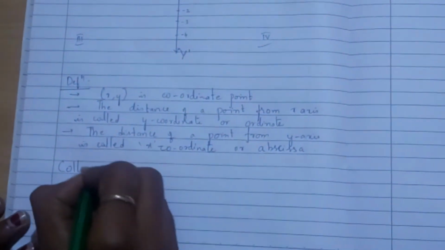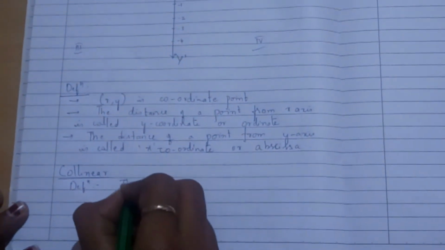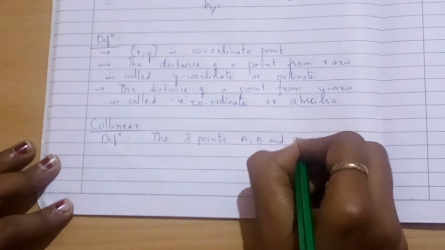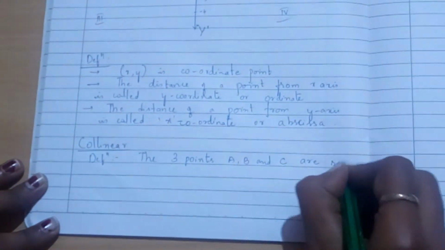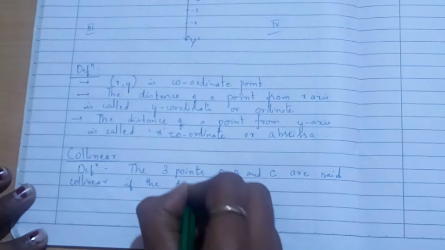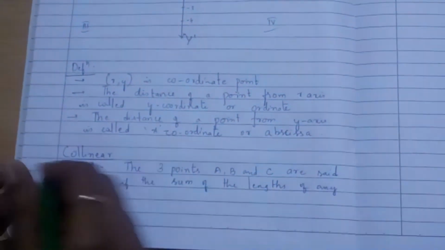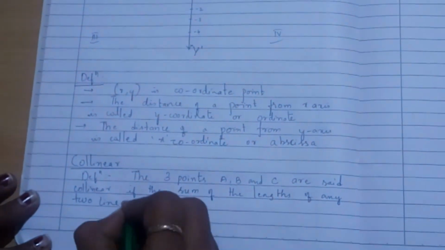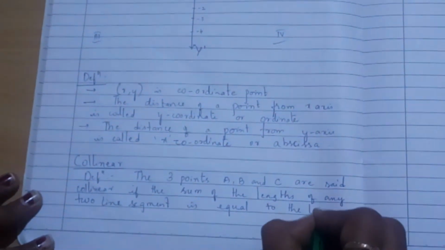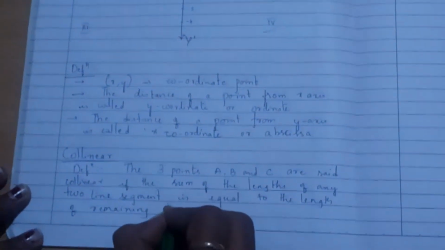Next definition, collinear. Definition. The 3 points A, B and C are said to be collinear if the sum of the lengths of any two line segments is equal to the length of the remaining line segment. Okay.